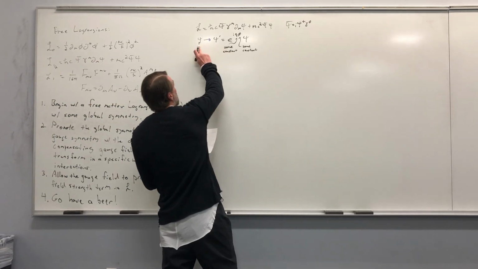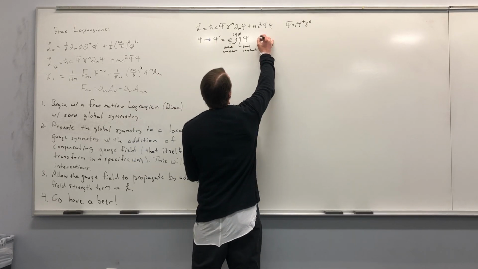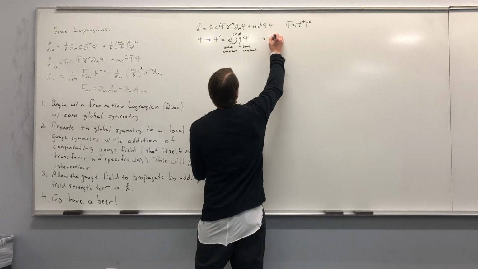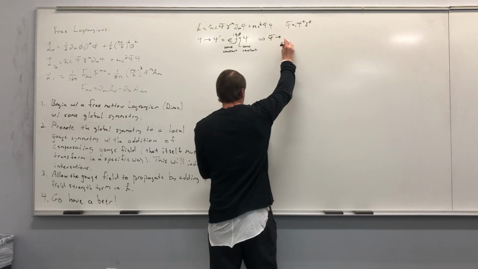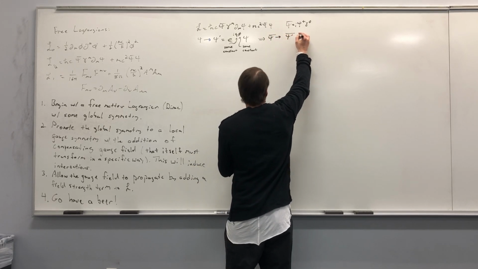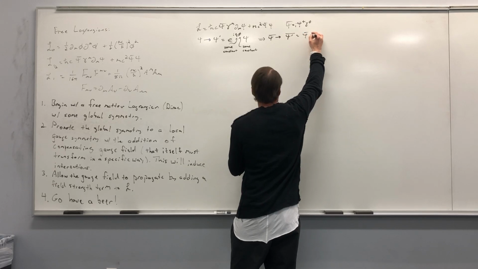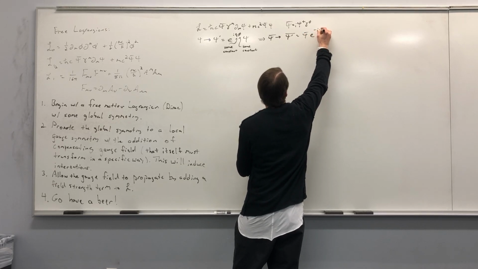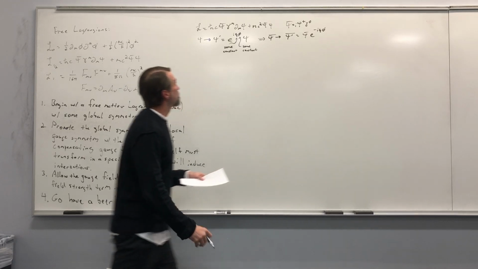Now, if psi transforms like this, then we can immediately conclude that psi bar transforms as psi bar e to the minus i q phi.